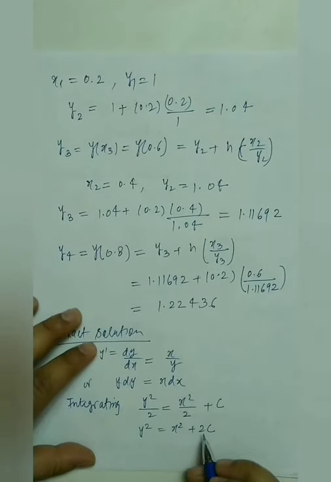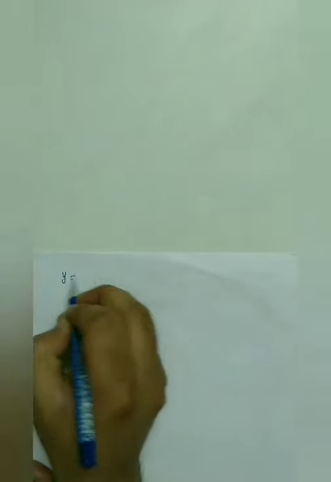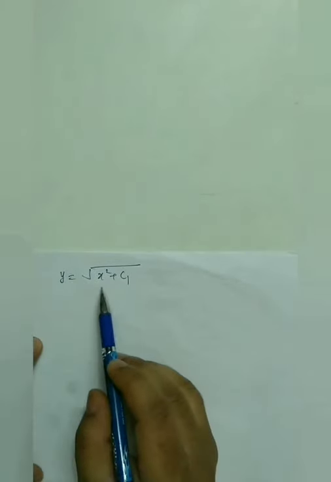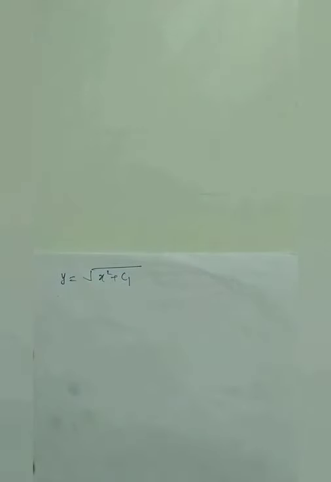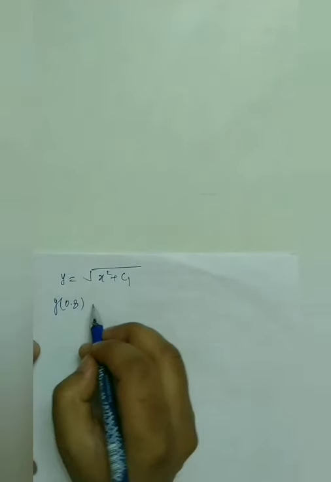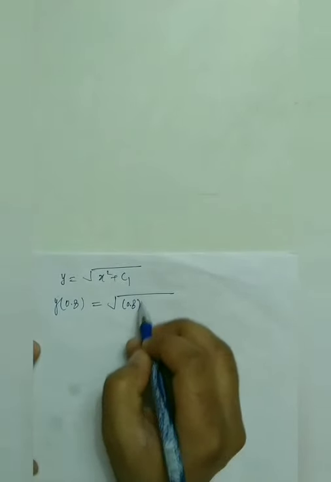Suppose we write 2c as a constant c1. So y square is equal to x square plus c1. Next we can write y equal to under root of x square plus c1. So this is the exact solution of the given differential equation, that is, the solution curve. Now as asked in the question, we find y at 0.8, which is under root of 0.8 square plus c1.